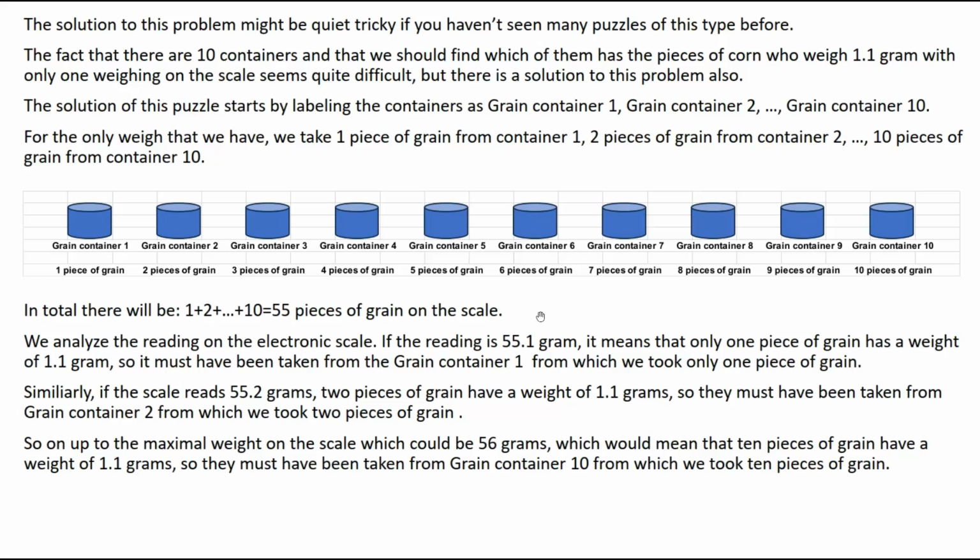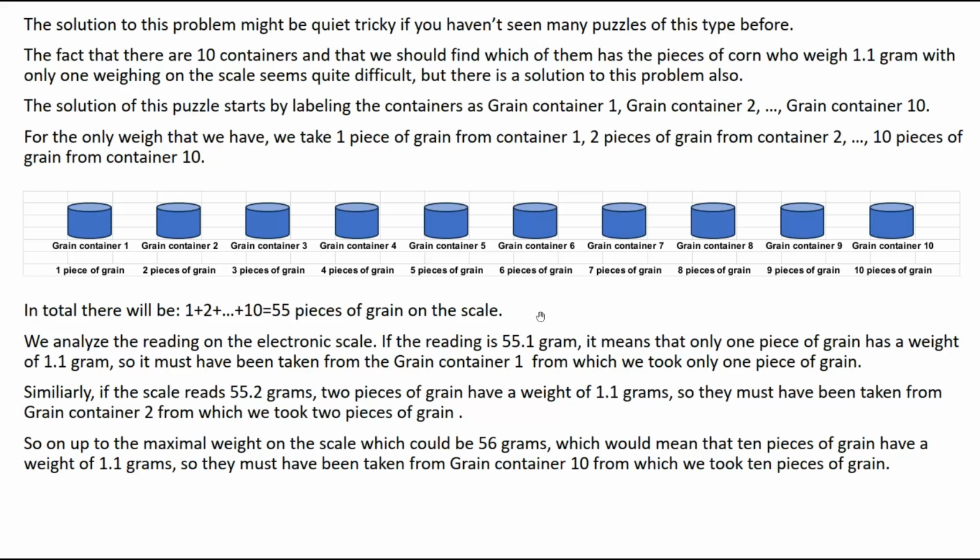If the reading is 55.1 gram, it means that only one piece of grain has a weight of 1.1 gram. So it must have been taken from grain container number 1, from which we took only one piece of grain. Similarly, if the scale reads 55.2 grams, that means that of the total of the 55 pieces of grain, only 2 have a weight of 1.1 grams. So these 2 pieces of grain must have been taken from grain container number 2, from which we took only 2 pieces of grain.